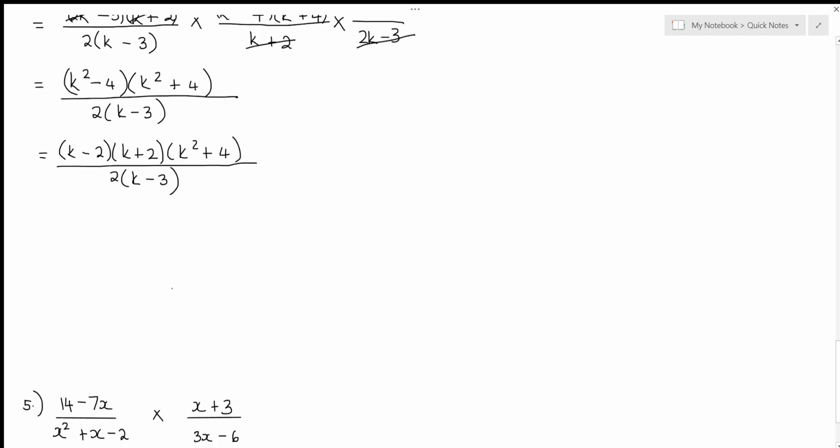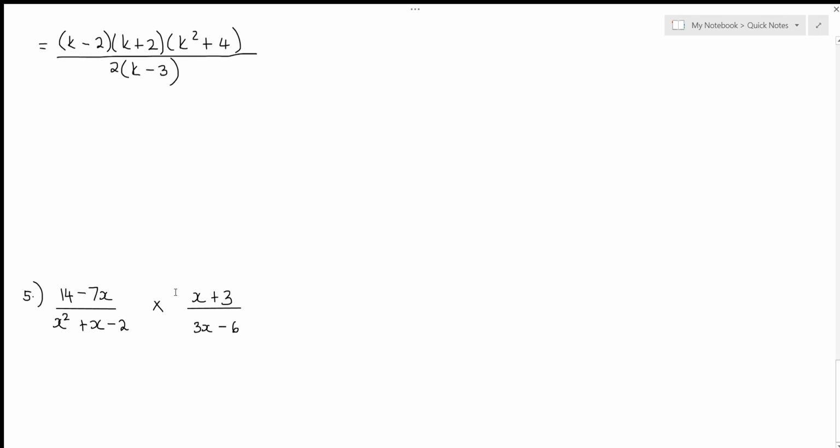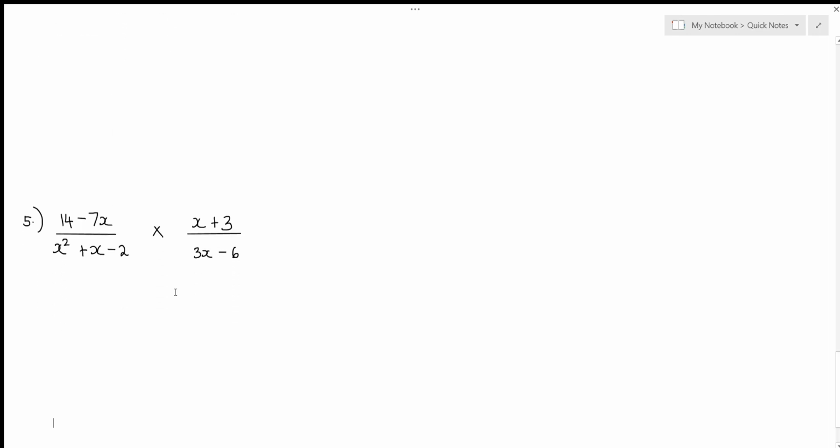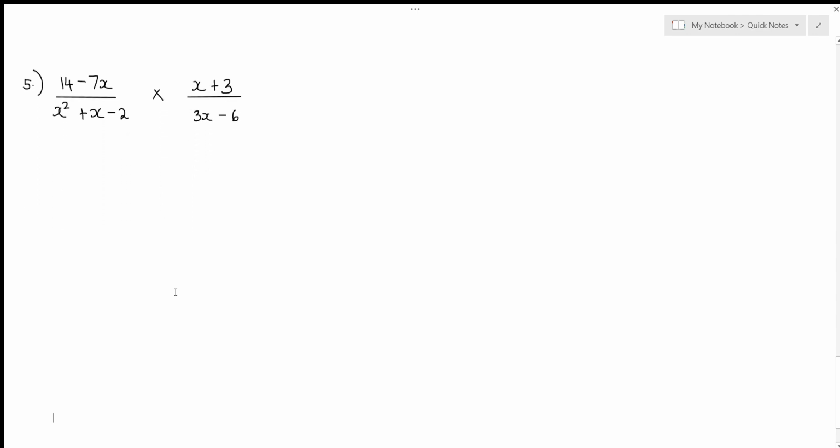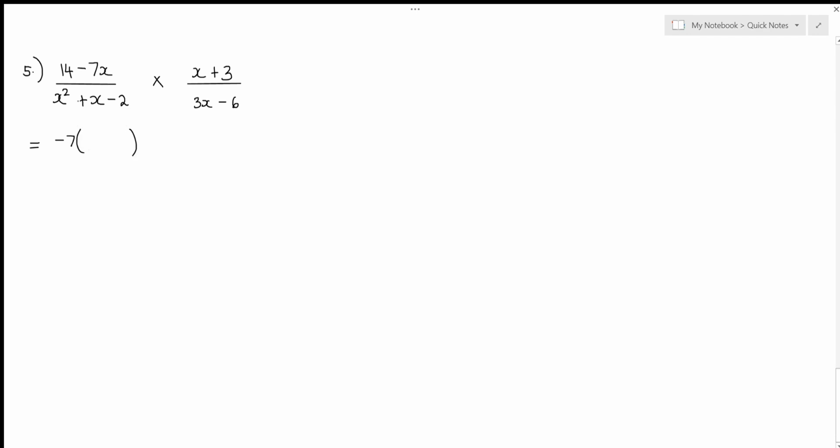Let's have a look at the next sum. So the next sum is 14 minus 7x, which can be factorized further. But before we do this, we're going to look at the fact that the x here is minus. So we're going to do what we call a change of sign. So we're going to take out the negative in the numerator, negative 7, and we're going to get left with x minus 2.